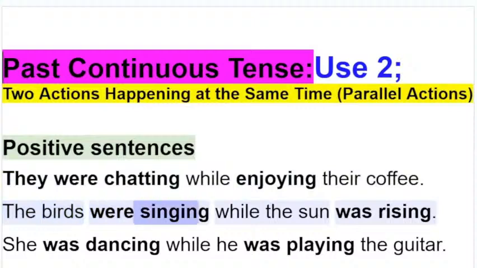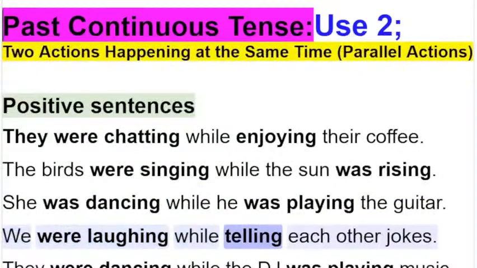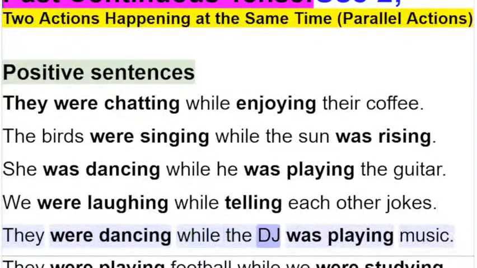The birds were singing while the sun was rising. She was dancing while he was playing the guitar. We were laughing while telling each other jokes. They were dancing while the DJ was playing music.